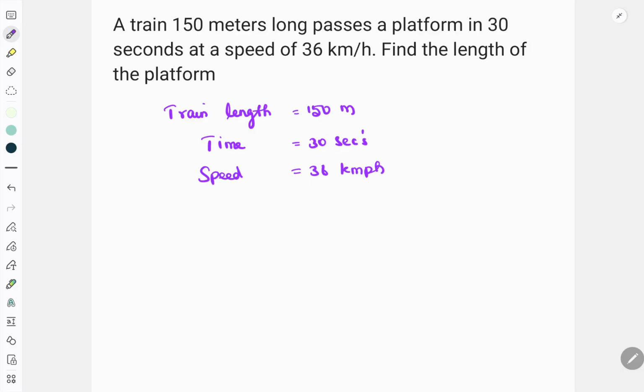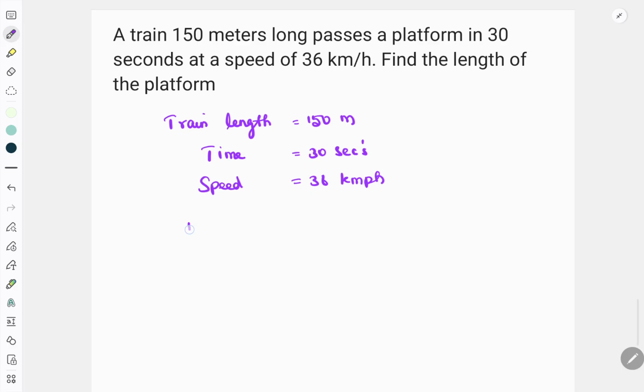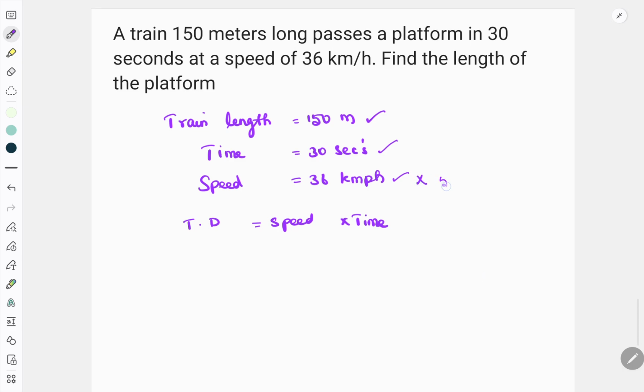Okay, so we all know total distance equal to speed into time, right? One more thing we have to consider, this is in meter, this is in seconds, this is in kilometer per hour. We can convert this into meter per second. So multiply this by 5 by 18. So 1 18 is 18, 2 18s are 36. So 10 meter per second, that is speed. So total distance is, speed is 10 into time is 30. So 300 meter. This is total distance.